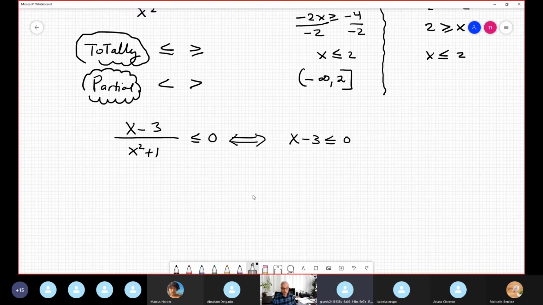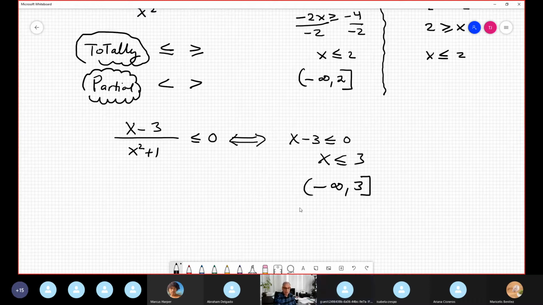Now solving this, you focus on this, it is easy, is x less than or equal to 3. It is from negative infinity, comma, 3 bracket. That is the answer. Good or not good?